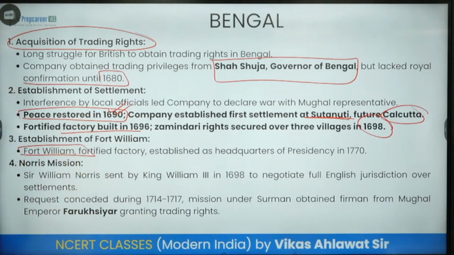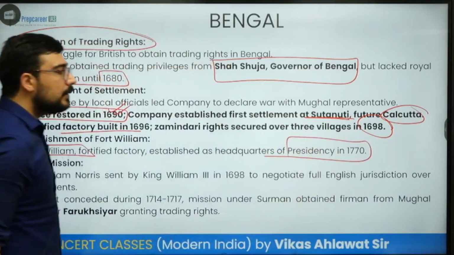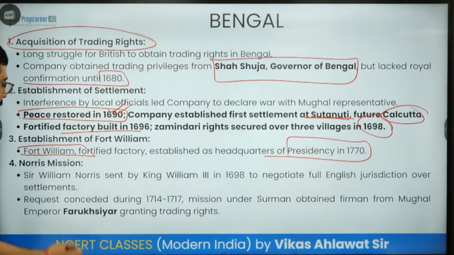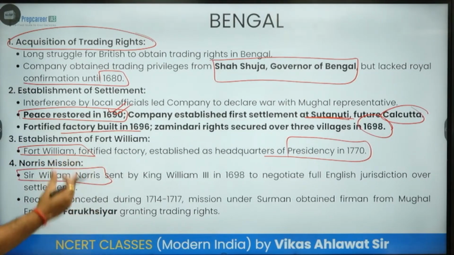Fort William, eventually, as all of us know, was a fortified factory, and this will become the headquarters of the whole presidency in 1770. There was one Sir William Norris. He was sent by King William III in 1698 to negotiate full English jurisdiction over settlements.